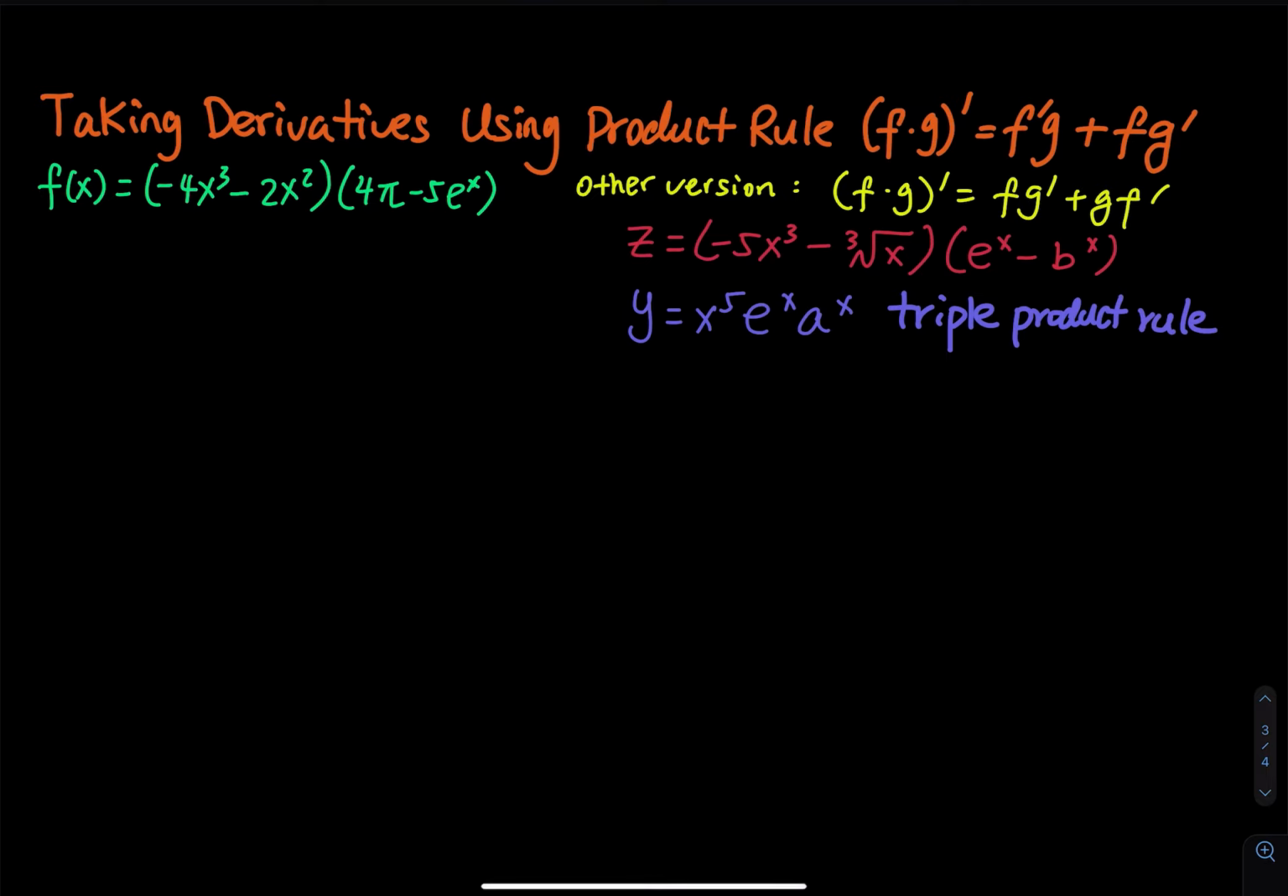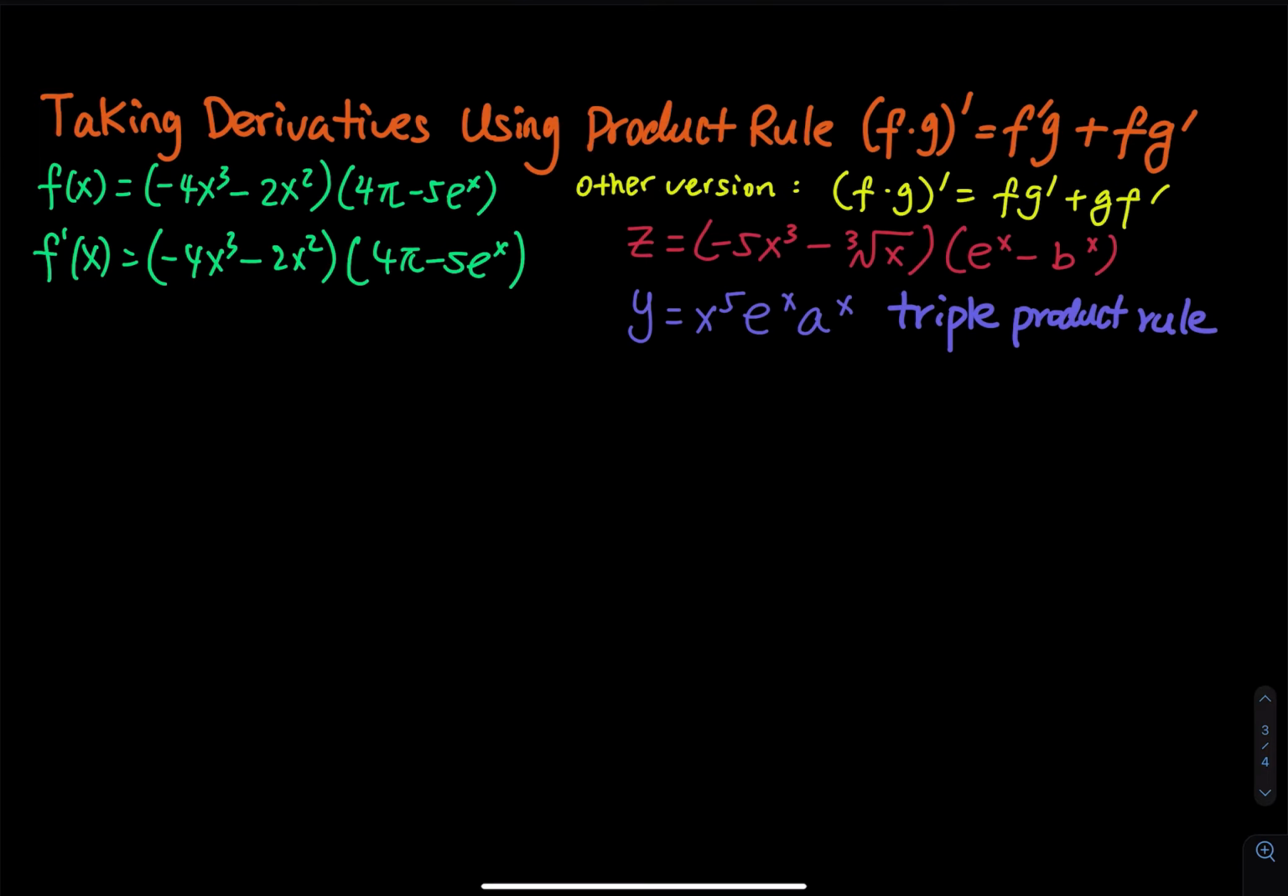So let's start with the green one. So the green one, we clearly have a product of two factors. So the first factor times the second factor. And then for product rule, we have f prime of x, so that is equal to f prime g, right? So we copy this first. So 4x to the third minus 2x squared, and then 4 pi minus 5e to the x.